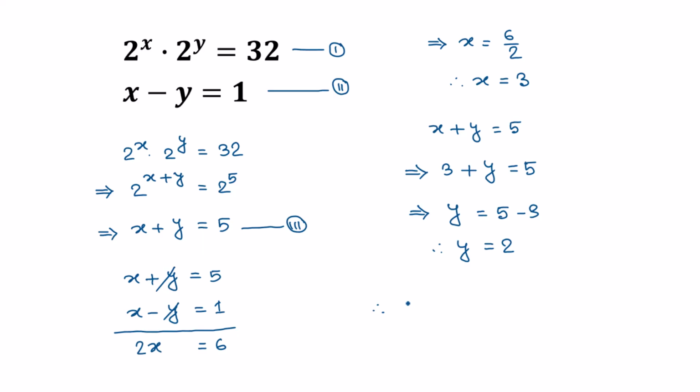So the solution of this equation, x comma y, we can write as x is equal to 3 and y is equal to 2. So our solution is 3 comma 2, and this is the solution of our given equation.